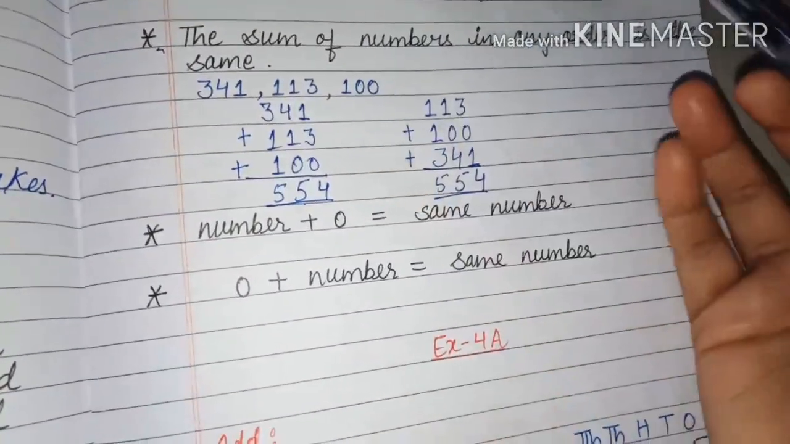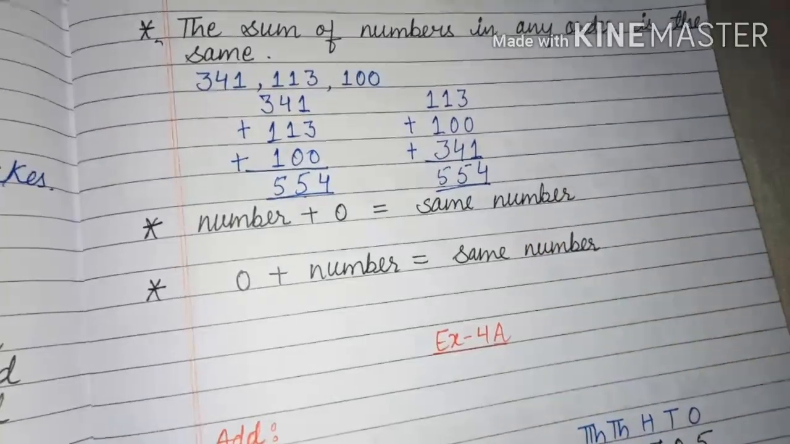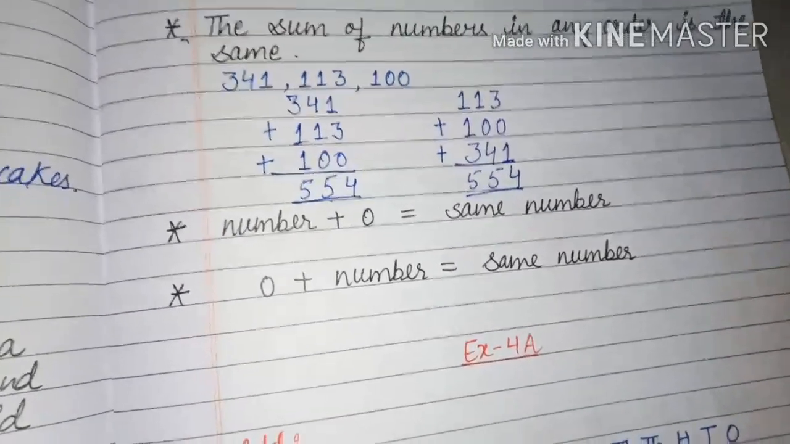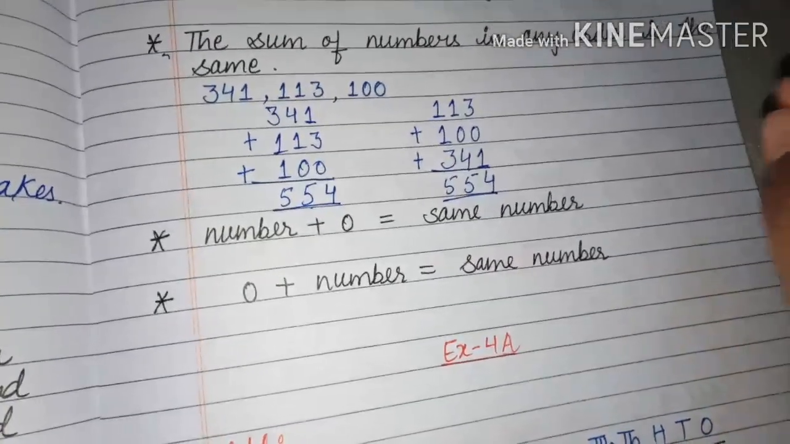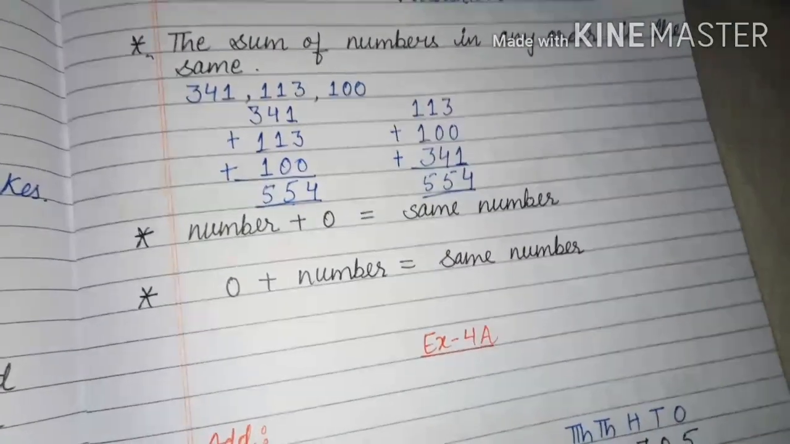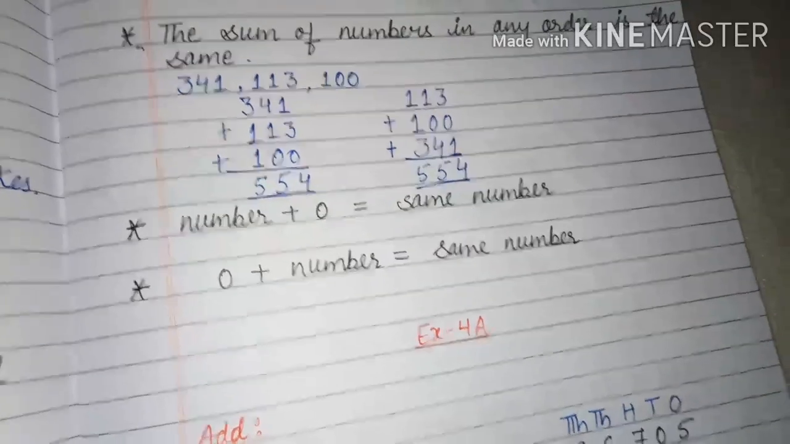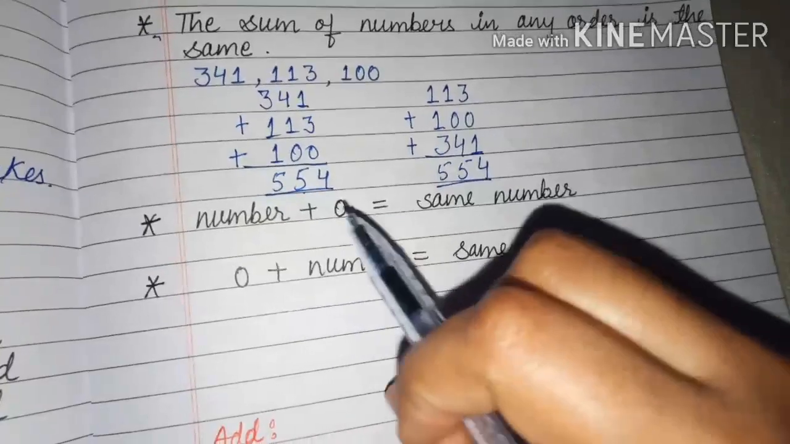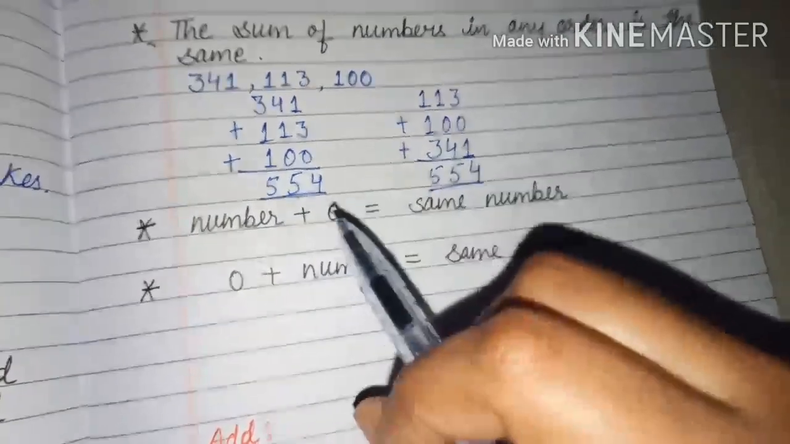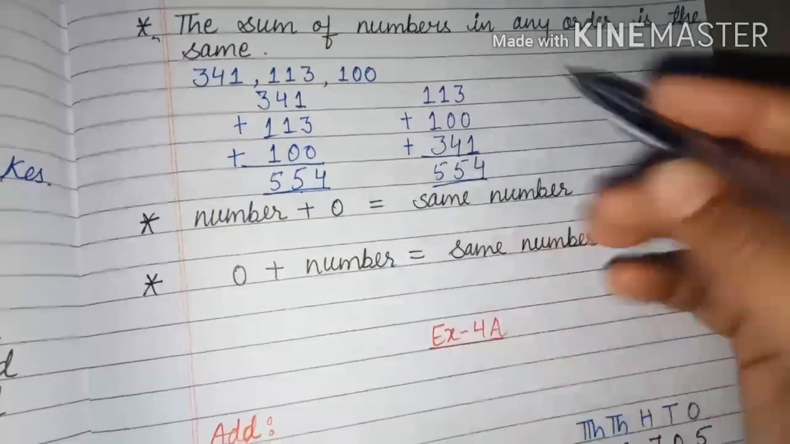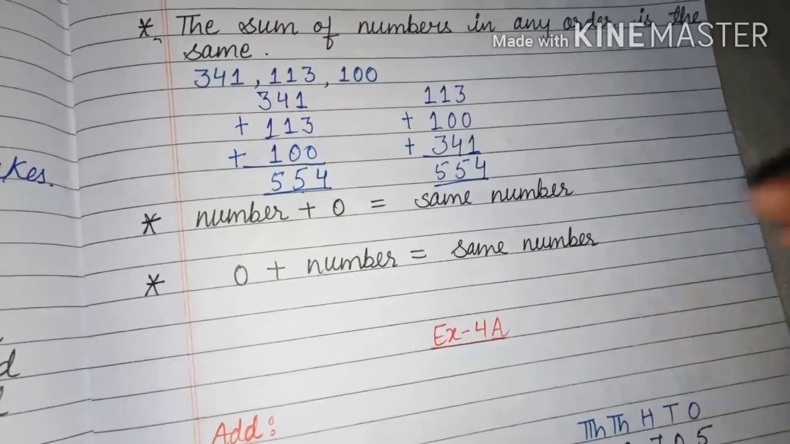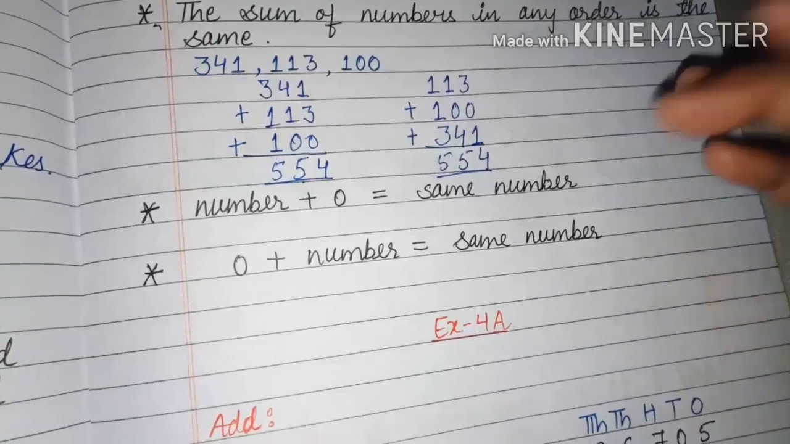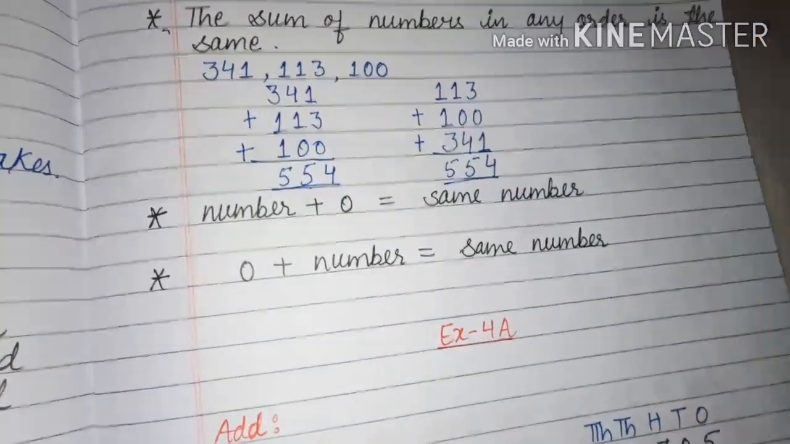So what is the concept? The sum of numbers in any order is the same. Whatever the order is, the answer will remain the same in all cases. Now you also know what happens when 0 is added to a number. Whenever we add 0 to a number or a number to 0, the result will be the same number.